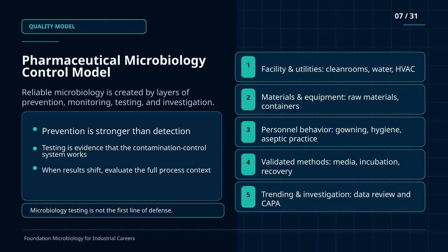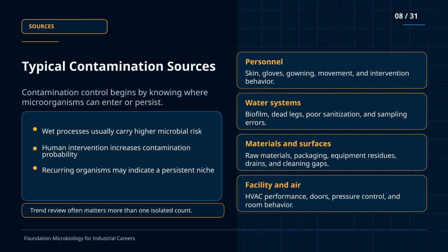A strong pharmaceutical microbiology program uses several layers of control, including facility design, utilities, materials, personnel behavior, validated methods, and data trending. Testing is not the first line of defense. It confirms whether the contamination control system is working. Common contamination sources include personnel, water systems, raw materials, equipment surfaces, air, HVAC performance, and cleaning gaps. Risk changes with the product type, process stage, operator interventions, and the presence of wet or water-rich conditions.